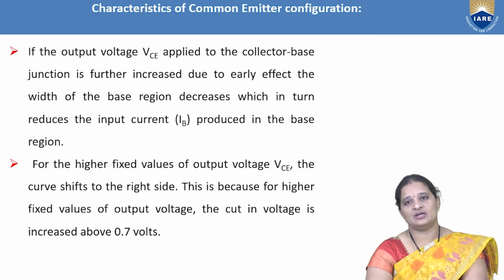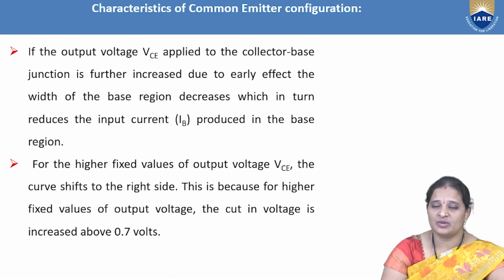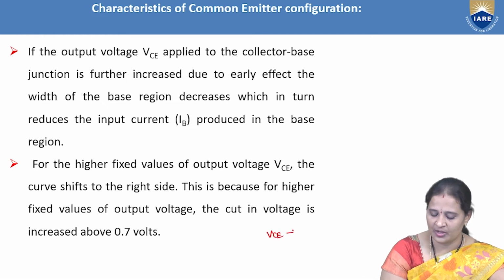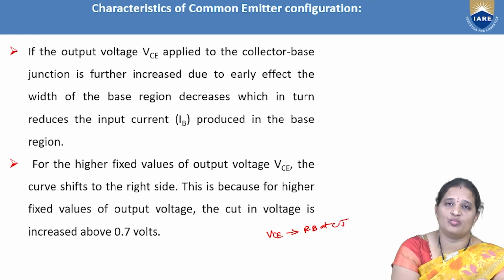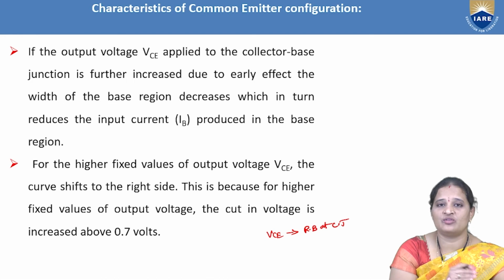Again, here the early effect arises. So what is the early effect? Early effect means base width modulation. As I am increasing VCE, what does it mean? It increases the reverse bias at the collector junction. Now due to the early effect, the depletion layer will penetrate more into the base region, and due to which the effective width of the base region where the recombination takes place will be reduced. Due to that, the base current will be reduced.